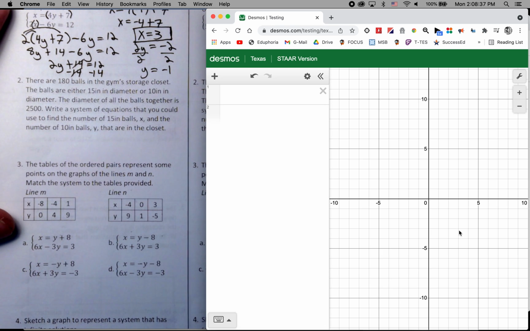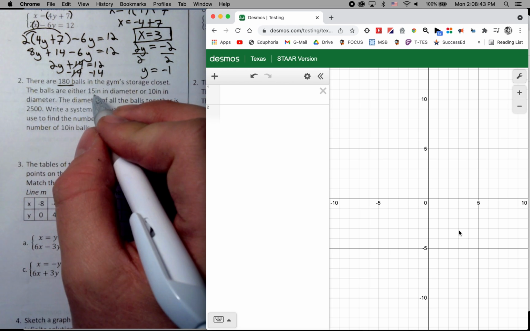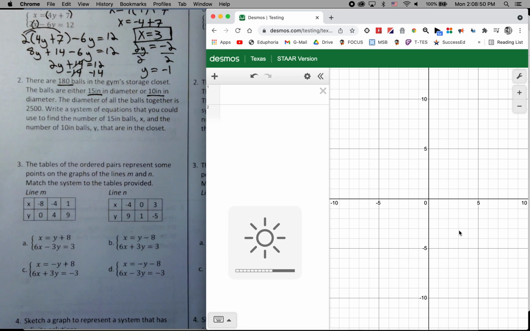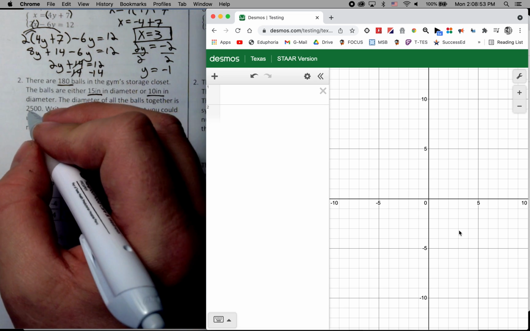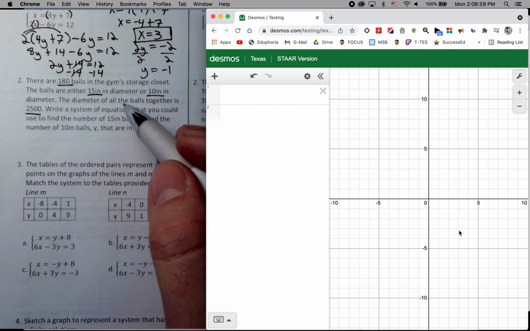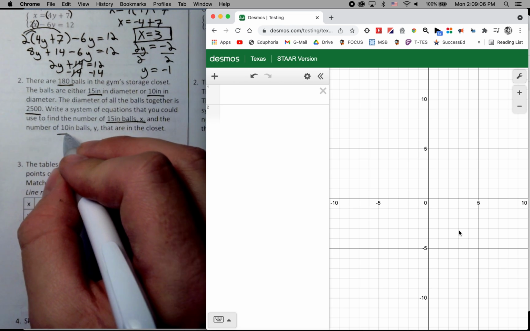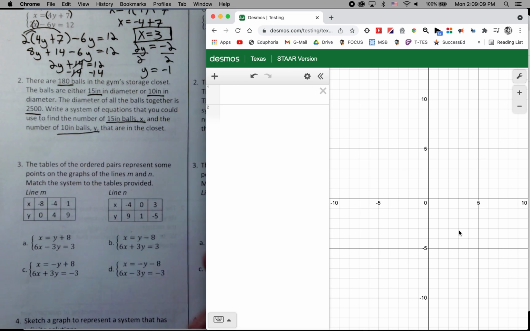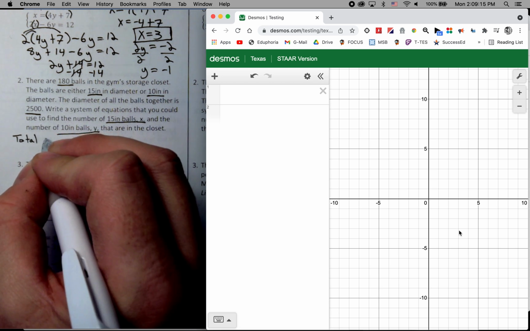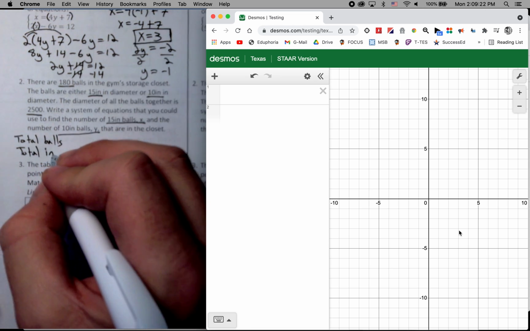Number 2, it says there are 180 balls in the gym storage closet. The balls are either 15 inches in diameter or 10 inches in diameter. Okay? And the diameter of all the balls together is 2,500. I'm guessing that's inches. It doesn't specifically say, but I'm guessing it's 2,500 inches. Write a system of equations that you could use to find the number of 15-inch balls, the x, and the number of 10-inch balls, the y. Okay. This problem gives me two totals. I have the total of the balls themselves, and I have the total in diameter, or inches. I'm just going to put inches.